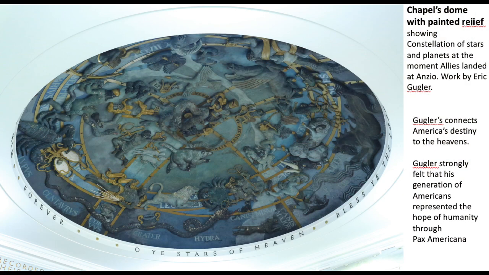Here now, talking about heavenly spheres again, this is a semi-relief in the dome of the chapel. It's a constellation of stars and planets at the very moment when Allies landed on the ground of Anzio. This was the work by Gugler. This was his idea. He really fought for it, and he even finished it hands-on himself when money was becoming tight. And so was it not Gugler's attempt to connect America's destiny to the heavens? And it would take 44,000 years before the constellations of the stars would be exactly the same. So that was the moment of the stars.